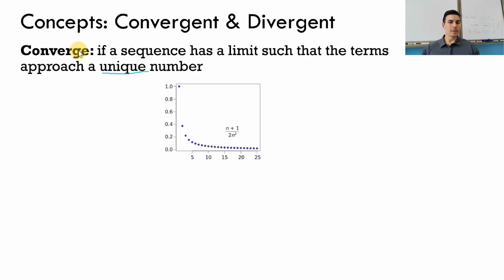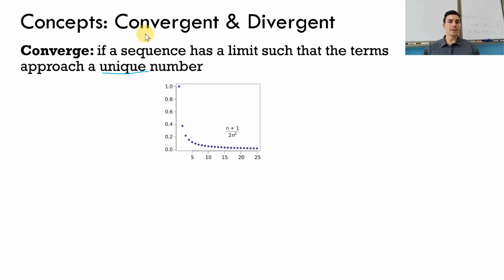An example of that would be this sequence right here. We can see we start at 1. This is my term value here, and this is the number of terms. As the number of terms gets larger, the number of terms is my horizontal axis and the term value is the vertical axis. As the number of terms gets larger and larger and larger, the value of those terms is approaching some value, right? It looks like it's approaching 0.